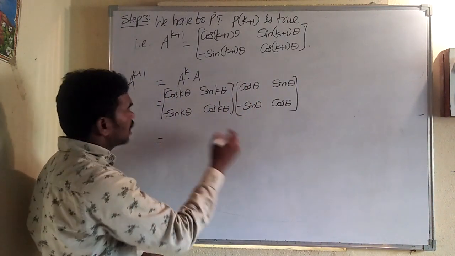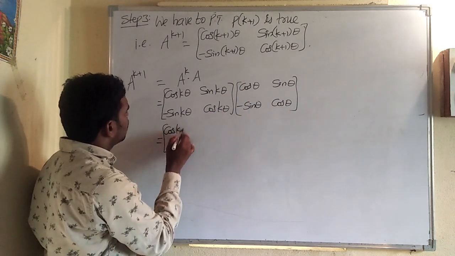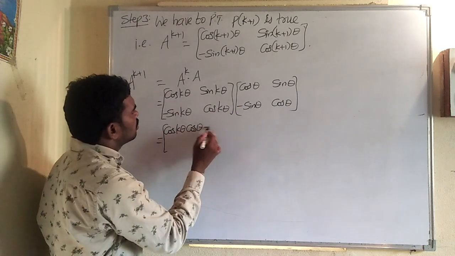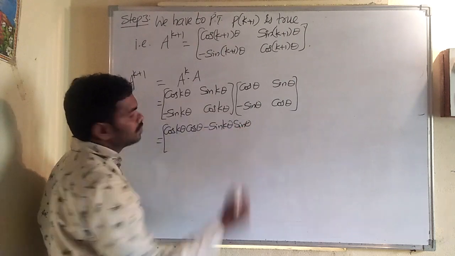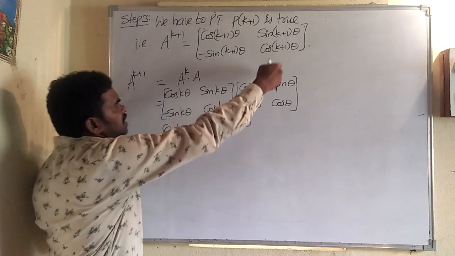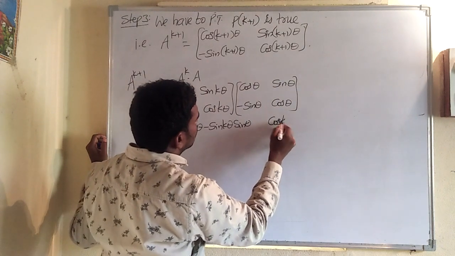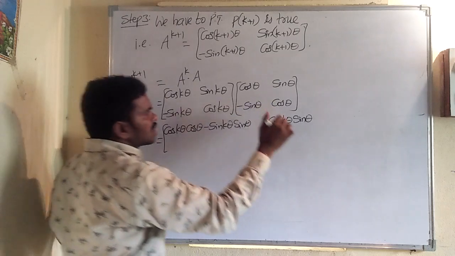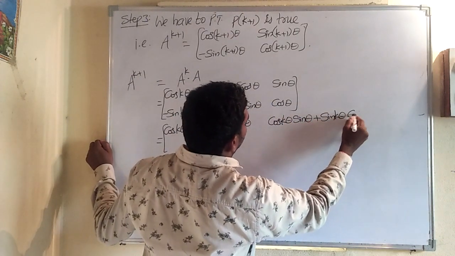Multiply first row with first column: cos k theta into cos theta. Next, sin k theta into minus sin theta becomes minus sin k theta into sin theta. Next, first row with second column: cos k theta into sin theta. Next, sin k theta into cos theta, plus sin k theta into cos theta.